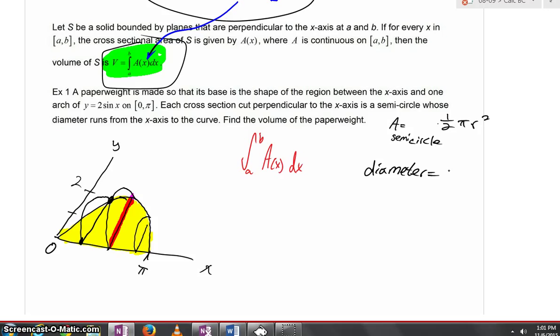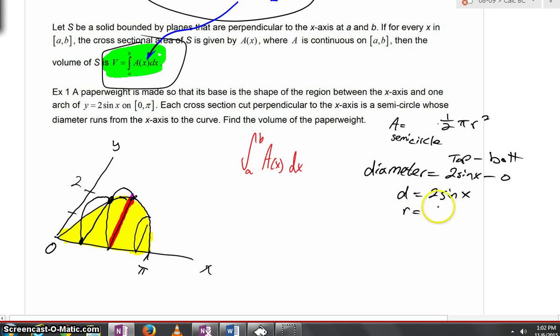So let's think about that. What is the length of that diameter then? Well, the upper boundary up here is, what do you think? The top would be 2 sine of x. The bottom would be 0, would be y equals 0. We're bounded by the x-axis. So you'd say, wow, the diameter is just 2 sine of x. So what's the radius, guys? 1/2 of that, which would just be sine of x, right?